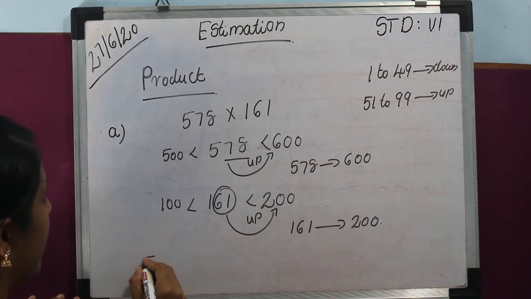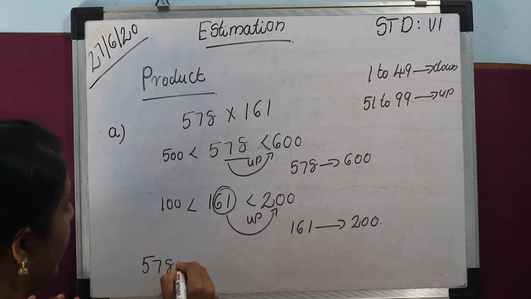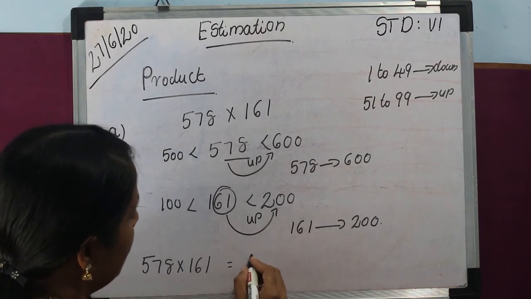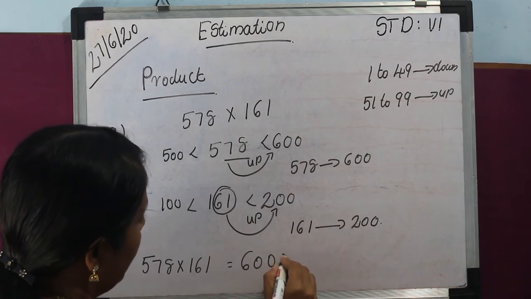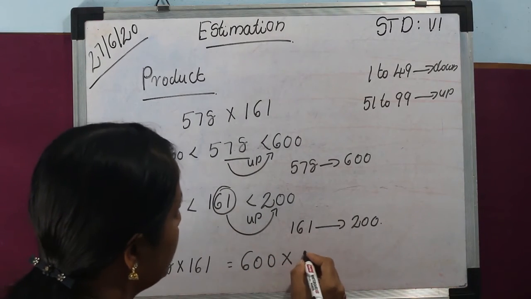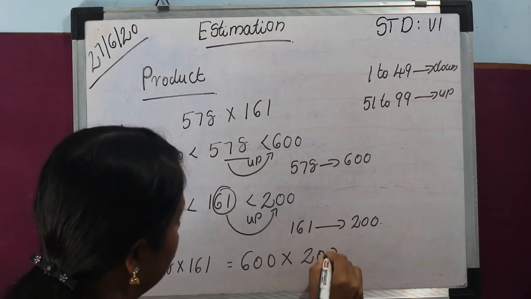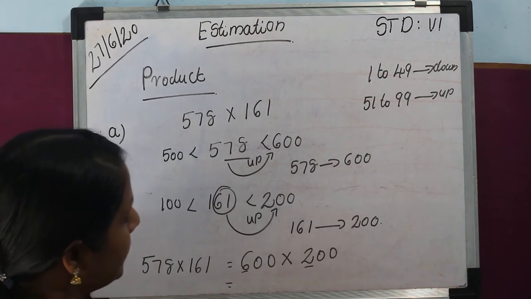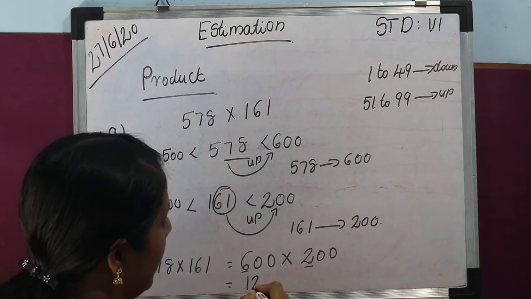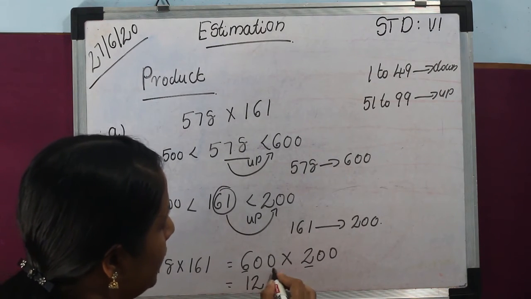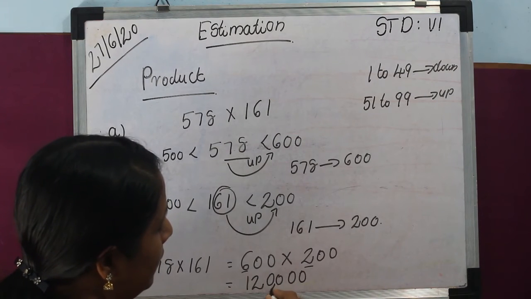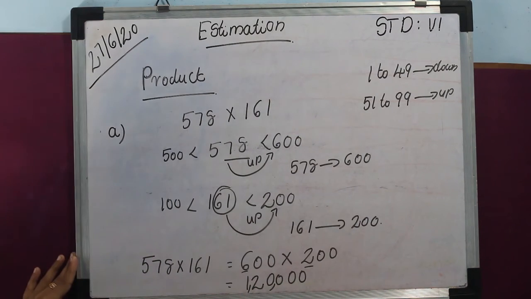Therefore our question is 578 multiplied by 161. In the place of 578 we now get the number 600. Then 161 is rounded up to 200. Then write 200. Then we multiply the numbers only, that is 6 and 2. 6 2s are 12. Then write the number 12. And how many zeros are there? Here 2 zeros, and here also 2 zeros. Then put both zeros. Then we get the answer 1,20,000.